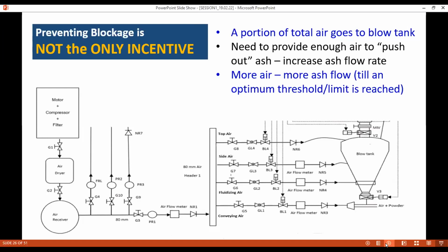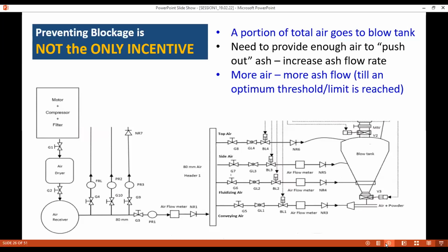Now, these equalization air and the fluidization air, they push the ash to come out against the conveying air and drop in the pipeline. Because at the bottom of the blow tank, you have pressurized air. So unless you push the ash from the top by giving air, fluidization and equalization, the ash is not going to come down. As simple as that.